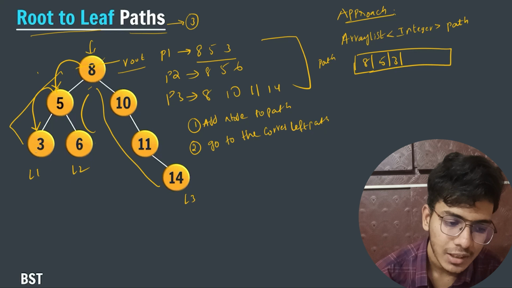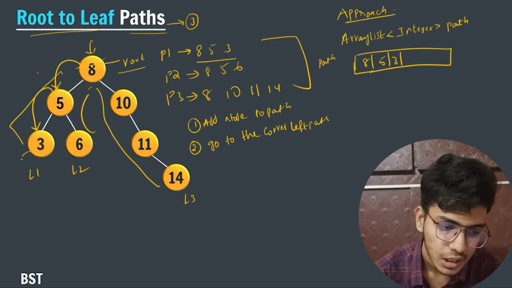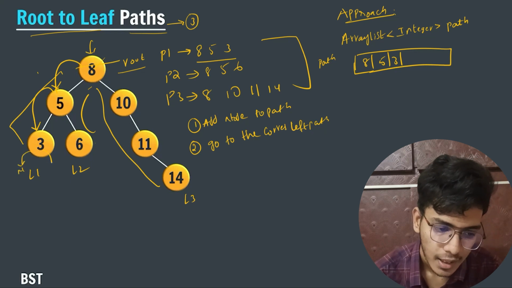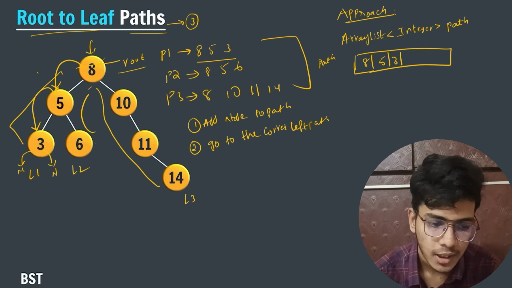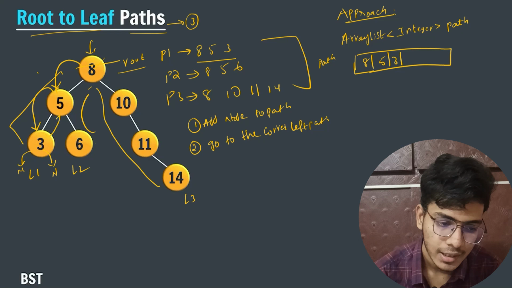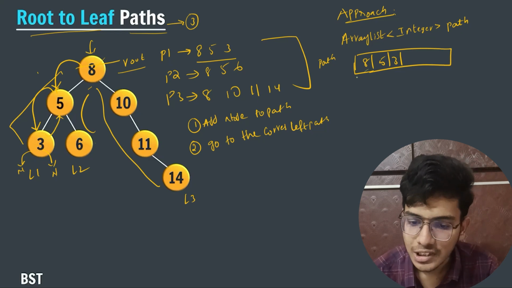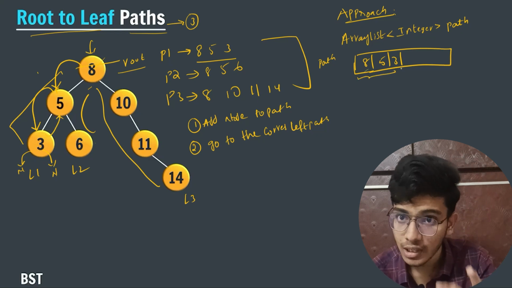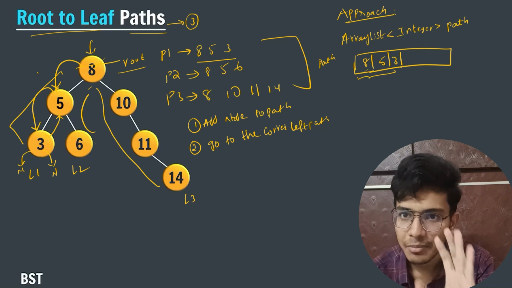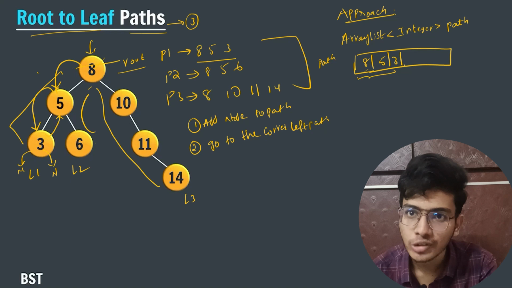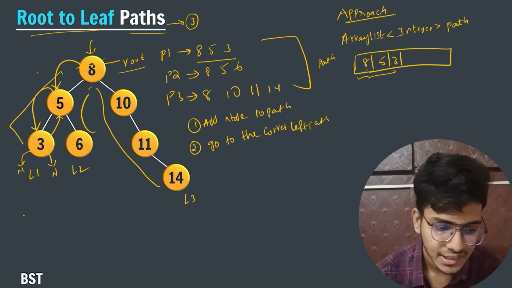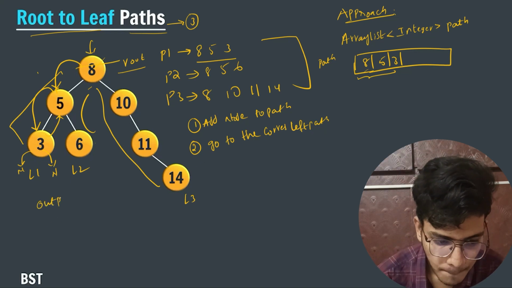Now you can see that for this node 3, the left child is null, the right child is null. So if it is null, I will return back. If I reach a leaf node, then whatever elements are there in my array list which I have added, I will print those as my output. So let's say this is my output screen.